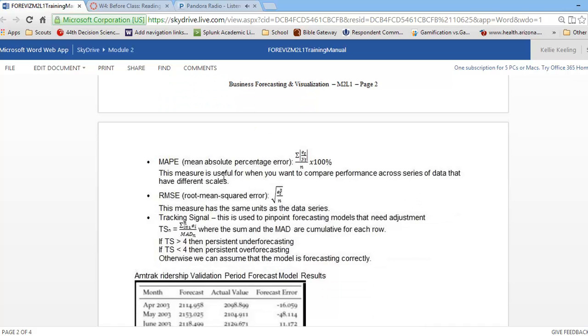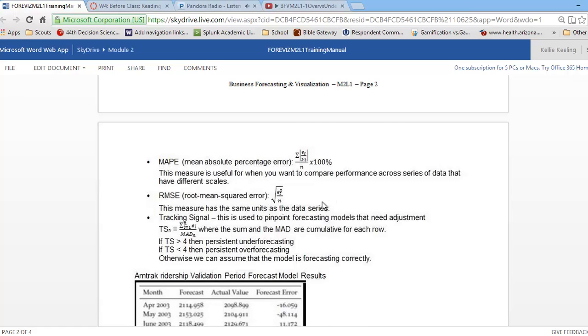The MAPE is a very common one because it is scale independent. So this allows us to compare performance across multiple data sets that might have different scales. And so in this case what we're doing is we're looking at the errors relative to the actual value itself, which helps to scale it down. We're going to divide it by the total number, and then we multiply by 100 because it's typically reported as a whole number instead of as a percent.